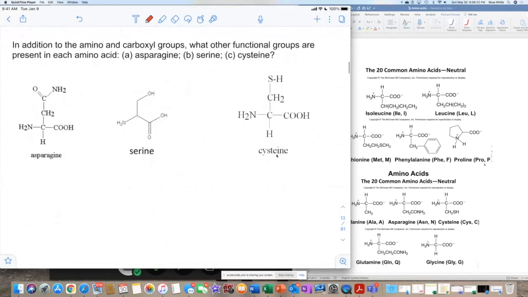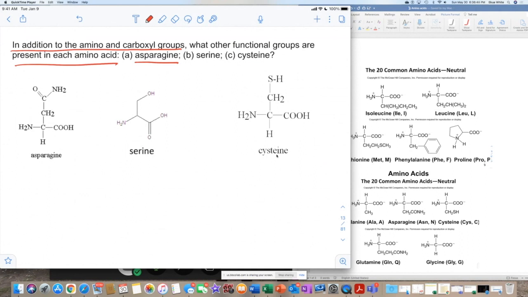This is taking me back to the days when I was in school. Anyway, in addition to the amino and carboxyl group, because remember, the amino acid has amino and carboxyl group. Amino, which is why it's called amino, and an acid for the carboxyl group, right? What other functional groups are present in each amino acid?